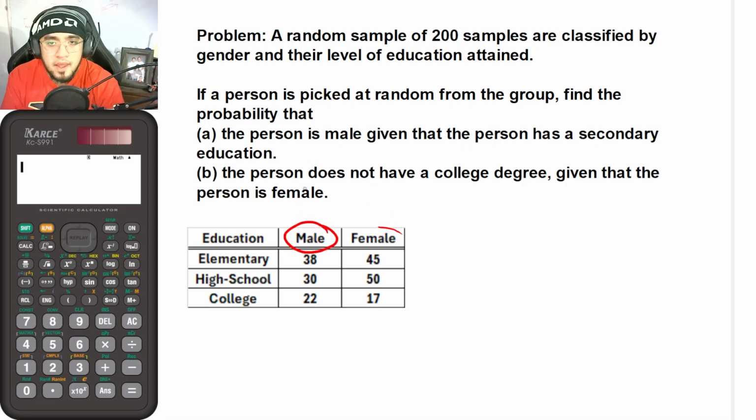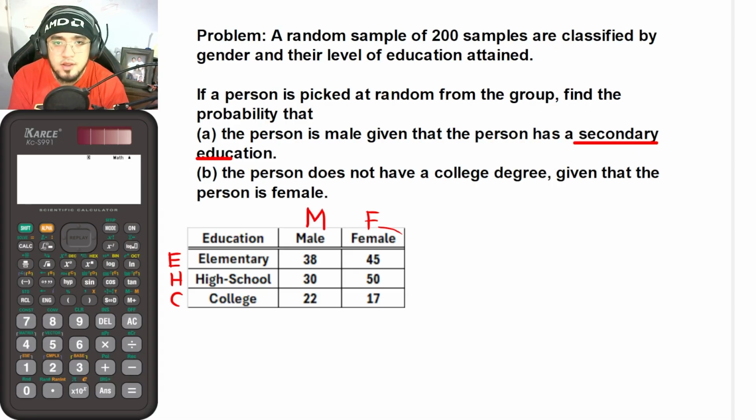In this situation, we already have our data here, and from this data, I will name the male events as M and the female as F. For elementary graduates, I will name them as E, for high school, H, and C for college. For the first one here, we are to solve for the probability that the person is male given that the person has a secondary education. By the way, guys, when we say secondary education, this just means high school. So once again, secondary education and high school are synonymous.